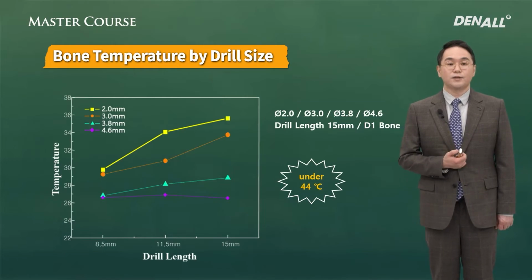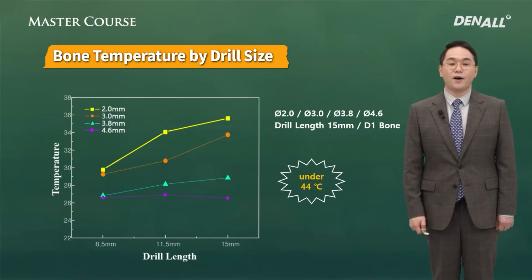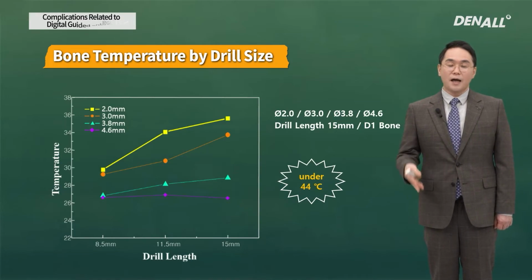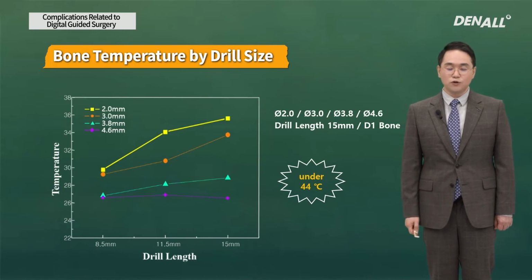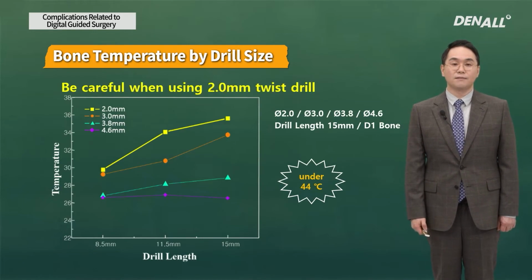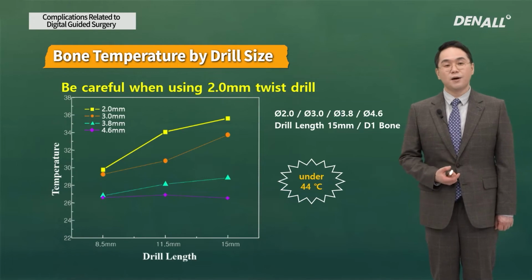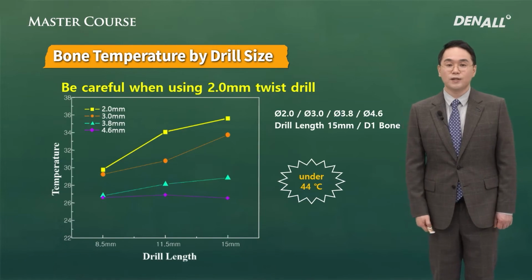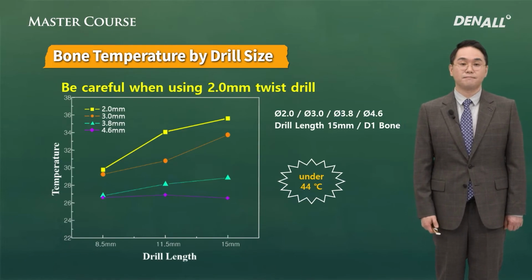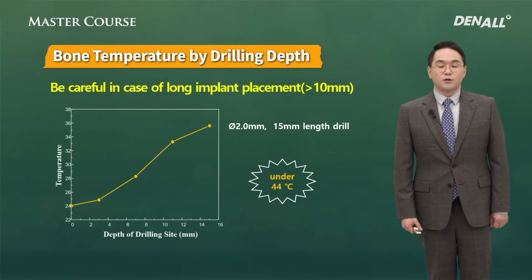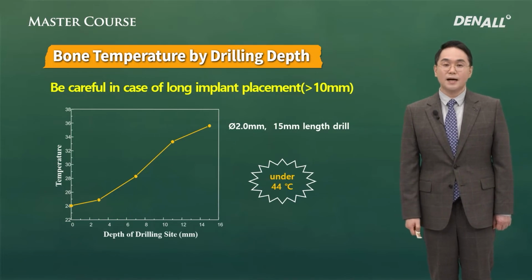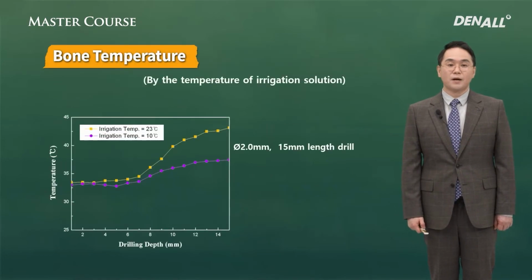The drill size and the length can also affect the heat generation. The longer the drill, the amount of irrigation that reaches the apical side becomes less and more heat is generated. If you use long 2.0 millimeter drill, more heat can be caused. When you drill over 10 millimeter, it is known that significantly more heat is generated compared to 8.5.